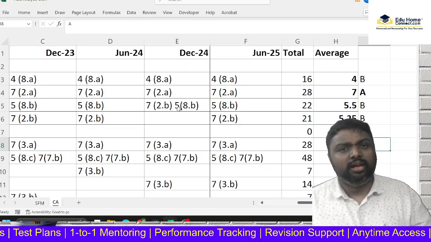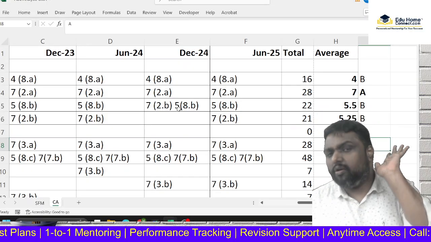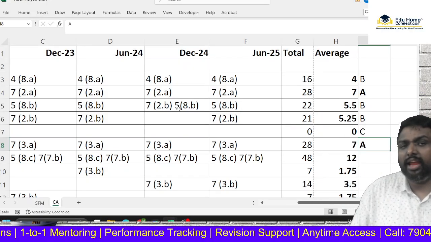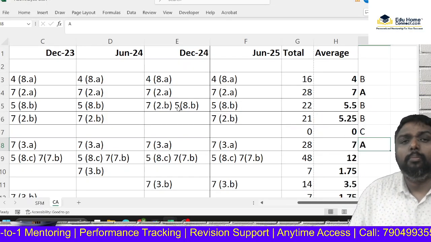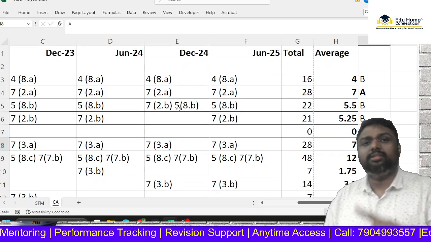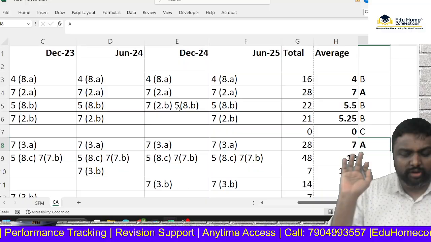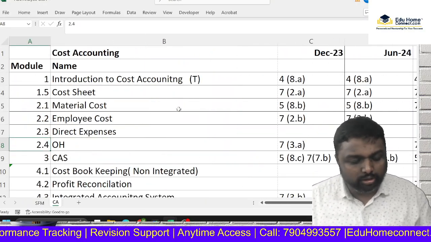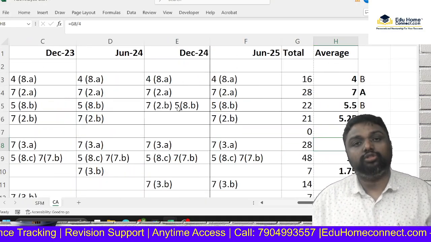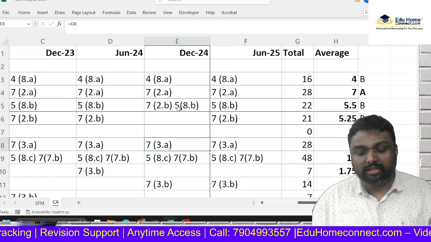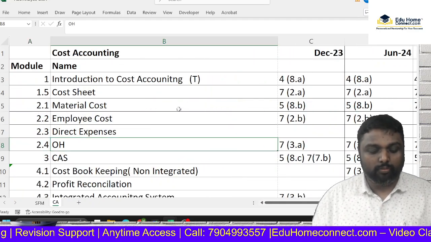Overhead, how to prepare? You have to learn under absorption, over absorption treatment, supplementary rate, all those adjustments. Then you have to go for primary and secondary distribution, that means the repeated distribution method or simultaneous equation method. That is enough in the overhead chapter, where you will be able to get a 7 mark question. Every exam, the 3A question is coming from overhead.